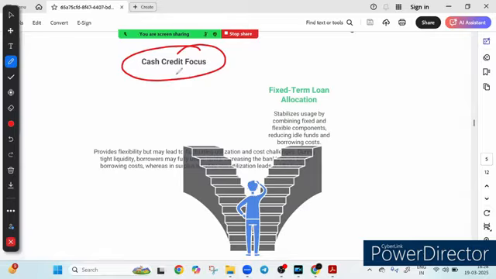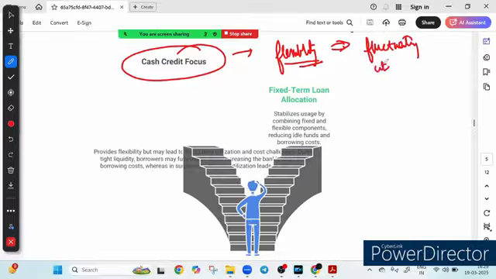This method offers flexibility. When I say cash credit focus, it offers flexibility. Borrower can dip in and out of fund as needed, but there is a catch. It may result in fluctuating utilization and unpredictable cost, right? So borrower can dip in and dip out of fund as needed. They can withdraw, and they can deposit the fund as and when required, but it may result in fluctuating utilization and unpredictable cost.